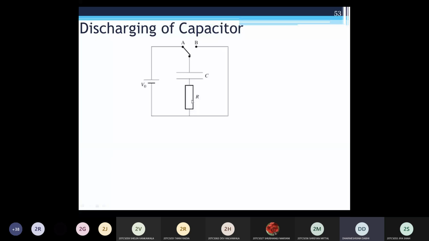Once it is fully charged, suppose the switch is moved to point B. What happens? Your source is disconnected from this R and C. Now your switch is at position B. Now there is no source, but at this time your capacitor is fully charged with the supply voltage. So the capacitor starts discharging through this resistor. So here we assume the switch is now in position B, so the capacitor starts discharging. Now what is the voltage across the capacitor during the discharging with respect to time? So let's derive this equation.